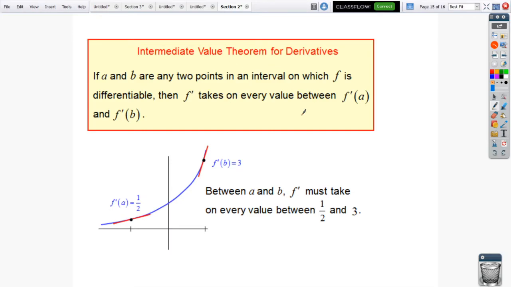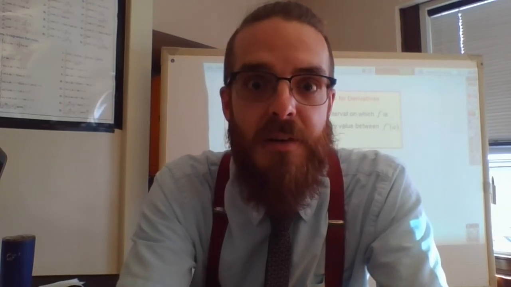Intermediate value theorem for derivatives, similar to the intermediate value theorem from last chapter, but now it's more particularly about derivatives. If a and b are any points in an interval on which f is differentiable, then f prime takes on every value between f prime of a and f prime of b. And basically what that means is, if I'm sitting in my driveway, and the velocity of my car, velocity you'll learn in a couple of sections, is itself a derivative. So if the velocity of my car is, let's say, 0 when I'm sitting in my driveway, and then I get up on the highway and I know my velocity is 70 because that's the speed limit.